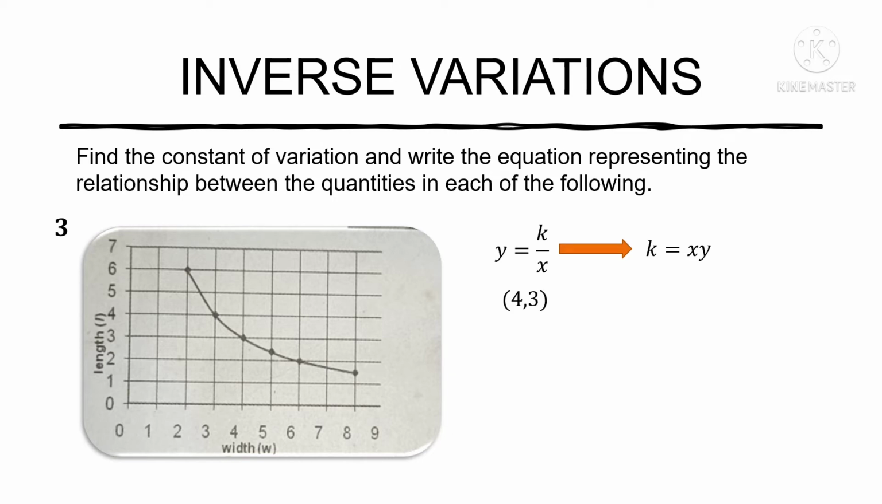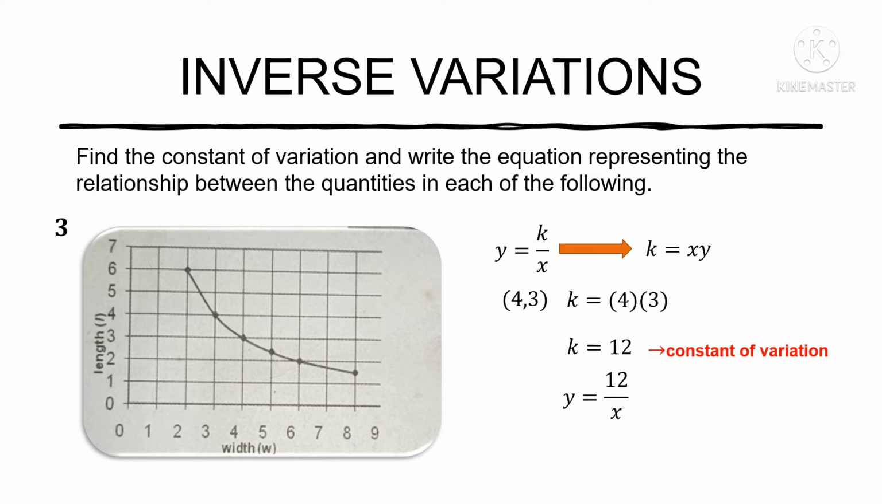Sabihin natin, ang kunin natin ay 4, 3. Ibig sabihin, 4 yung x, 3 naman yung y. Sasubstitute lang natin yan doon sa model equation natin na k equals xy. Yung x pinalitan ng 4, yung y pinalitan ng 3. So 4 times 3, the answer is 12. And that 12 is what we call the constant of variation. Ano naman yung equation of variation? Papalitan lang natin itong k ng na-compute nating value tulad kanina sa mga naunang example.